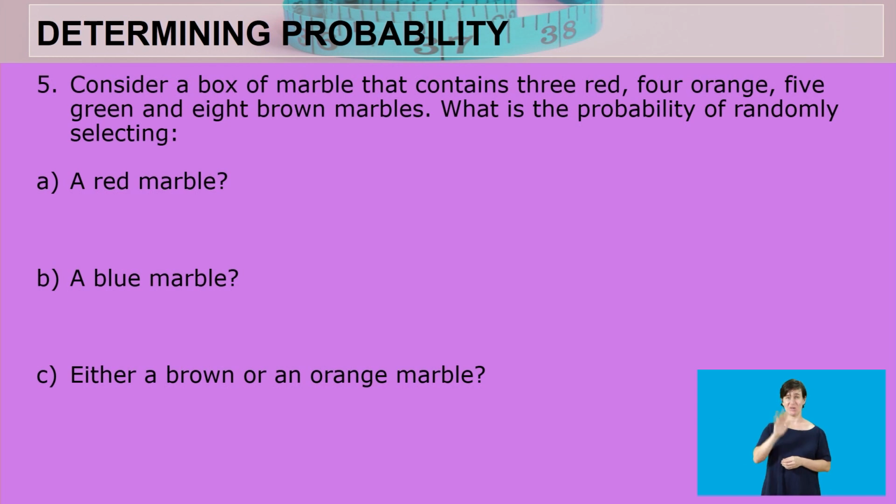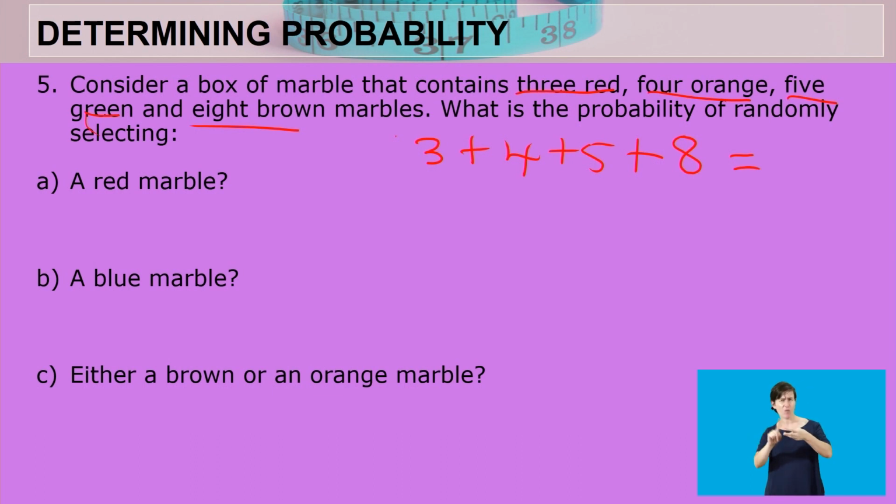Question 5, consider a box of marbles that contains 3 red marbles. We've got 3 red, 4 orange marbles, plus 4. We've got 5 green marbles, plus 5. Then we've got 8 brown marbles, plus 8. So now we have those marbles inside the bag. So what is the total number of marbles in that bag? You calculate it, you say 3 plus 4 plus 5 plus 8. So we've got 20 marbles in total in that particular bag.